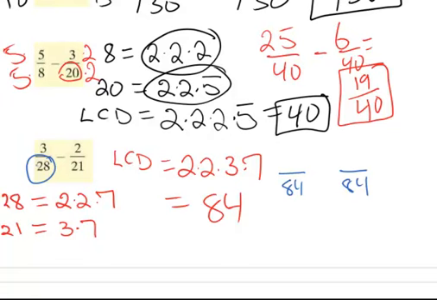And I multiplied 28 by 3 to give me 84. So I need to do 3 times 3. That's going to leave me with 9. What did I multiply 21 by to get 84? Multiply that one by 4. That's going to leave me with an 8. All I'm going to do now, my friends, is subtract. 9 minus 8 is 1 all over 84.